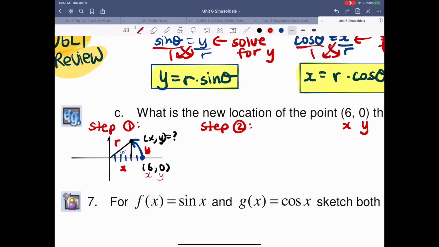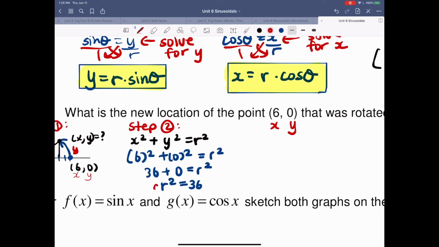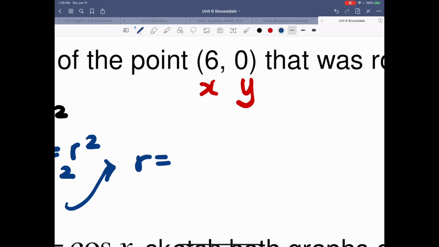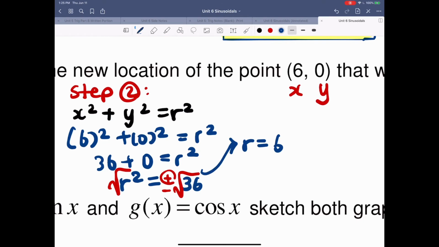So I need to figure out what my r is, so I'm going to use the Pythagorean theorem. I have 6 for x, 0 for y, and it's 36 plus 0 equals r squared. r squared is equal to 36. I'm going to square root both sides to get that r is equal to 6. I'm only going to grab the positive value because we're talking about radius. And so I have r is equal to 6.